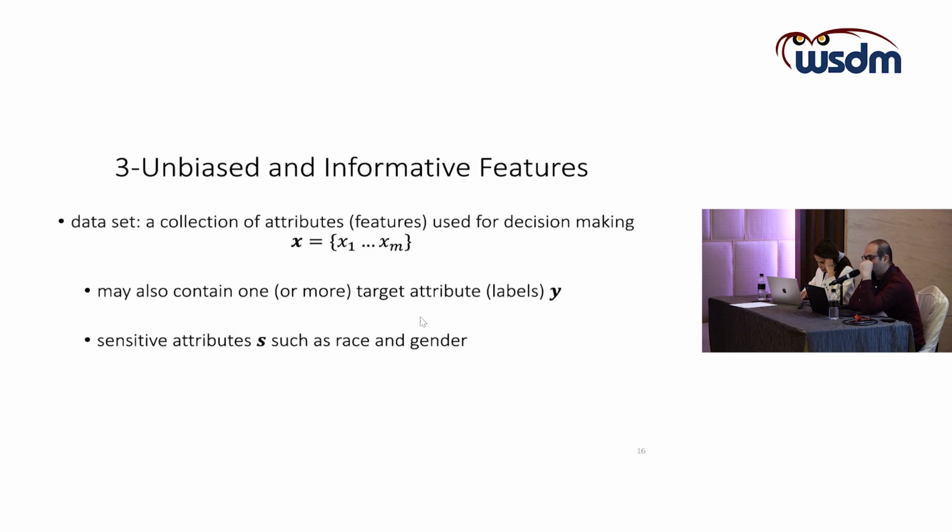And I'll get to that. What do I mean by informative and unbiased? But first, let's set some ground. We assume that the data set is a collection of features, x1 to xn, usually known as the observation. And we may have one or more target variables, also known as labels. And the data, when we are talking about social data, also involves sensitive attributes, at least one sensitive attribute, such as race and gender.